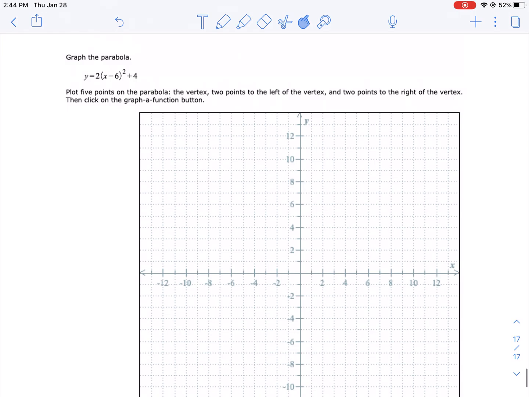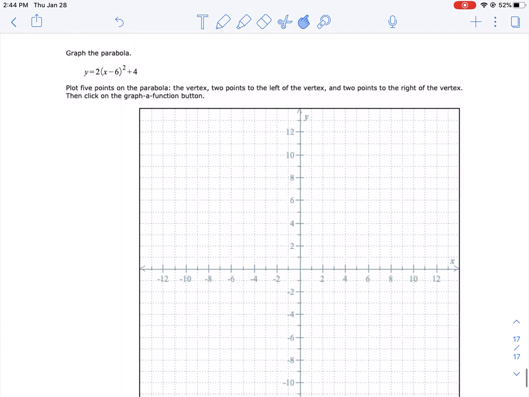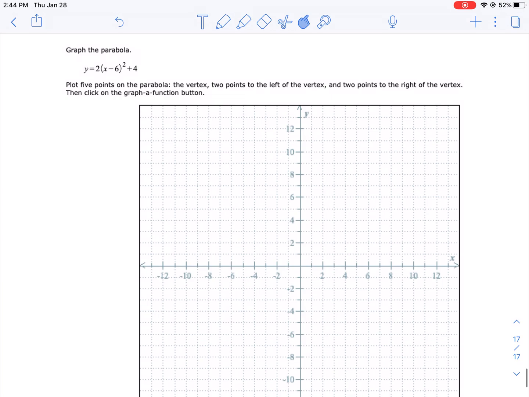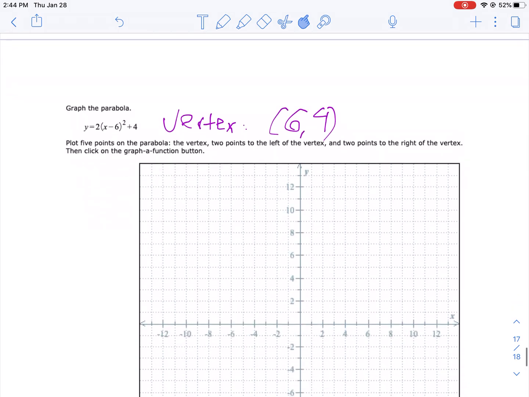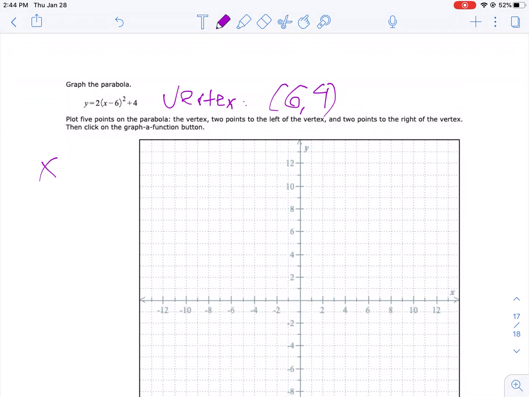Okay, graph the parabola. I'm going to go over this one because that 2 makes a difference. So my vertex, because it's in vertex form, is at 6 and 4. So when I make my table for X and Y, I'm going to put 6 right dab in the middle. And I'll go 7 and 8 and 5 and 4.